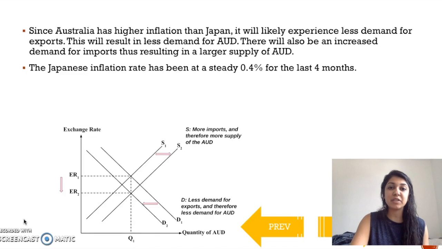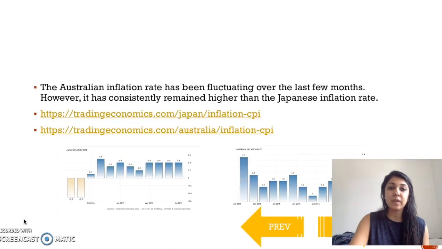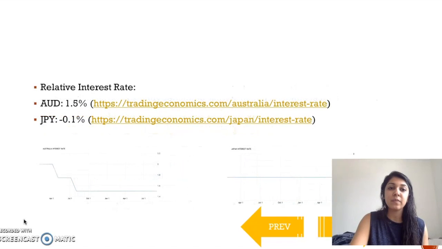The Japanese inflation rate has been at a steady 0.4% for the last 4 months, so there's not really much indication of change coming up in the future. The Australian inflation rate, on the other hand, has been fluctuating a fair bit over the last few months, but it has consistently remained higher than the Japanese inflation rate, so that is indicating that the Australian currency will be in less demand. And as you can see, those are just the trends on the graphs below of the inflation rates.